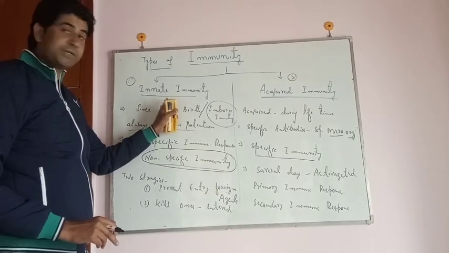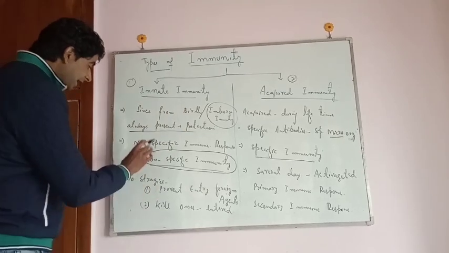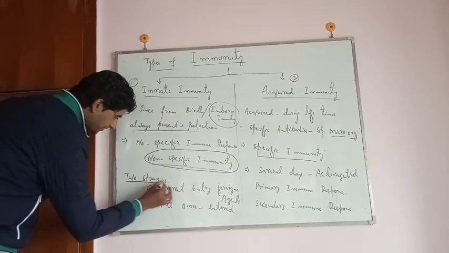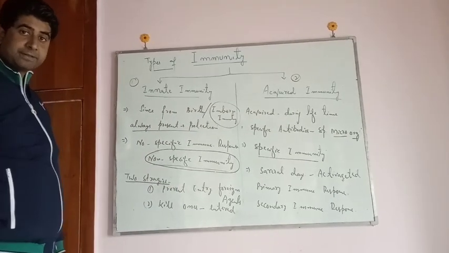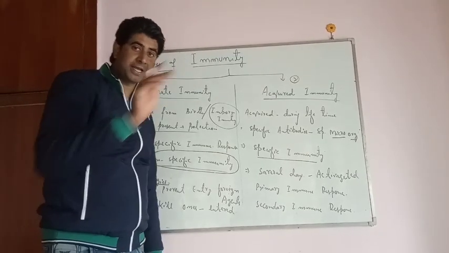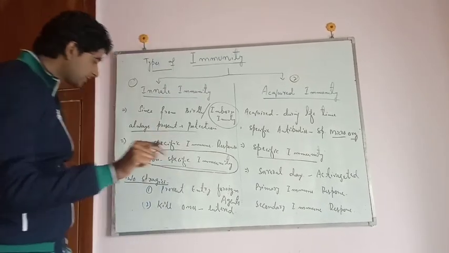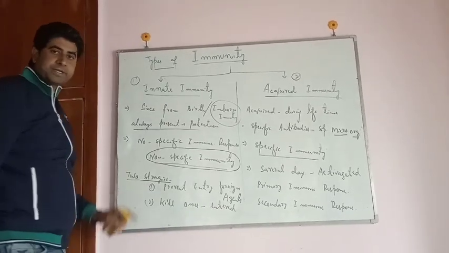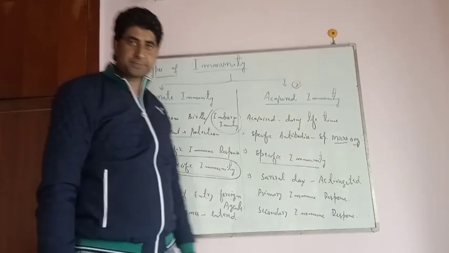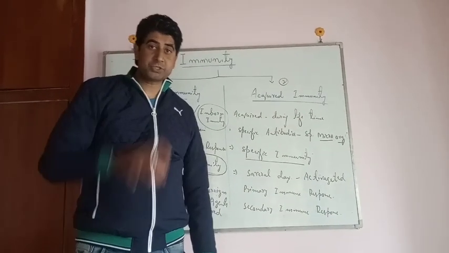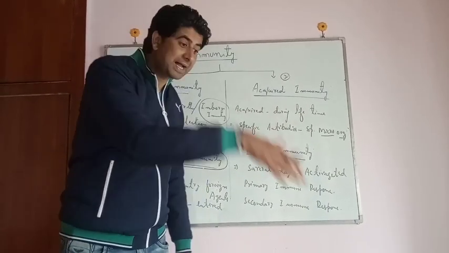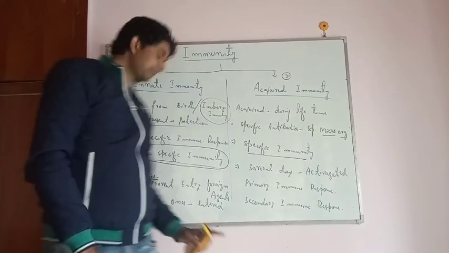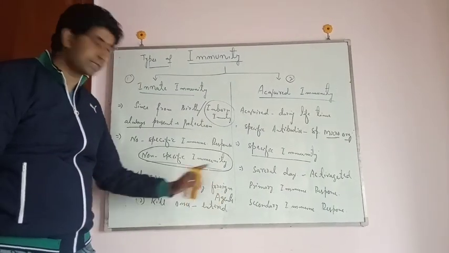And this immunity, innate immunity, it has adopted two strategies. Number first one is it prevents the entry of the foreign substances or foreign agents. Means it should not allow them to enter. Means it prevents the entry of the foreign substances.